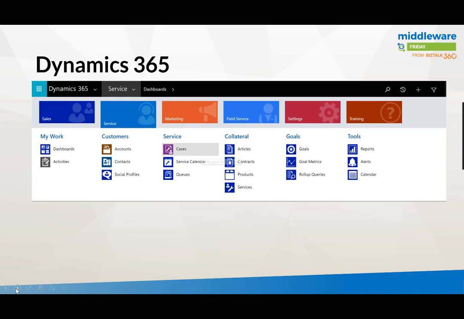Dynamics 365 also provides the ability to provide marketing and field service as well. So you could, for example, take an inbound case and then triage it, and it could then become part of field service as someone goes out to, say, fix a power outage. You might have a pole that's been damaged. So as part of that, you need to create a work order that would allow field service personnel to interact with or resolve that particular issue. So this is how we're using Dynamics in this particular scenario.